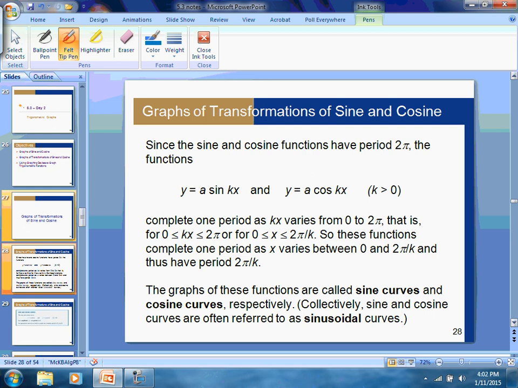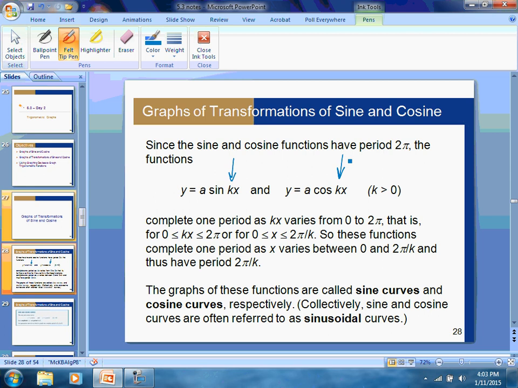Now, we've already talked about the amplitude, and we've already talked about how you can multiply a number and make the graph stretch a little bit taller, or you can multiply it by a negative number, and that'll reflect it around the x-axis. So the first of the other transformations that we're going to talk about today has to deal with this k value. And that is going to be our period.